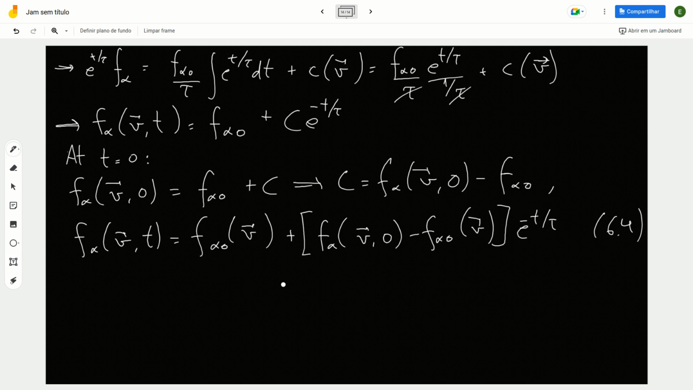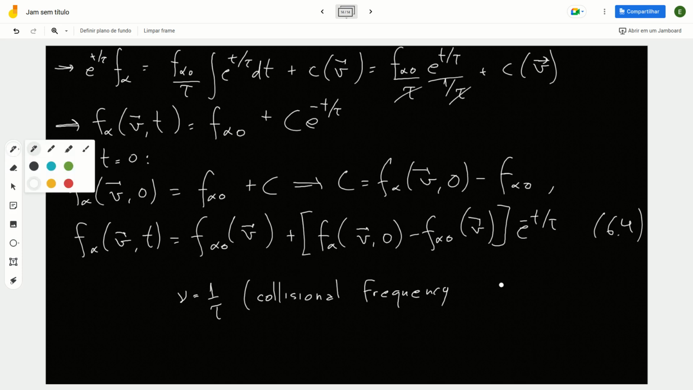So we have this quantity here, which is the collisional frequency of relaxation. Or relaxational, I don't know how, I think it's relaxational, let's say just the collisional frequency of relaxation, okay.